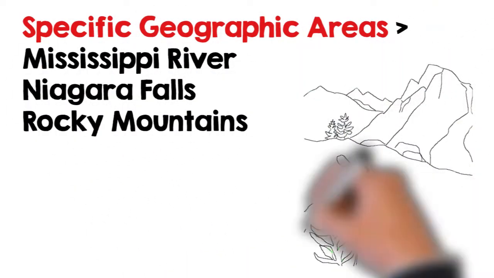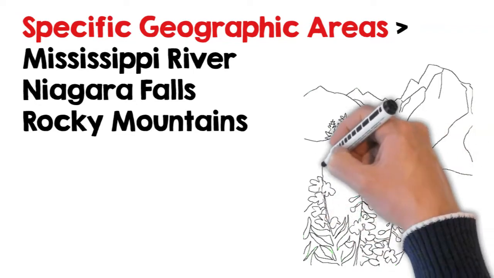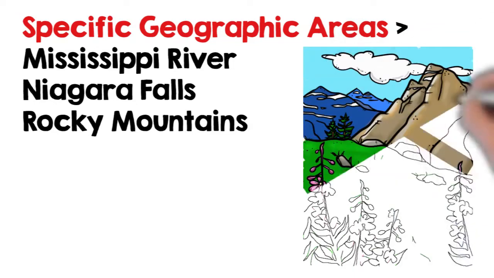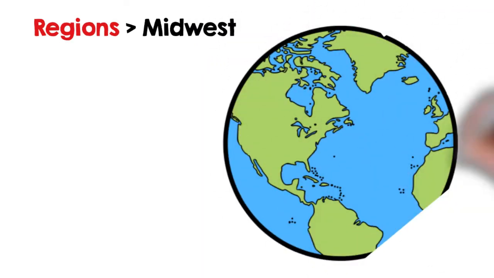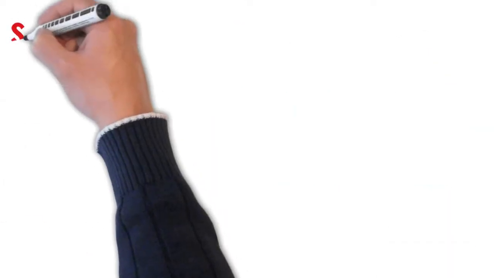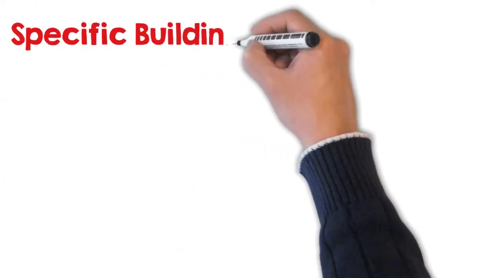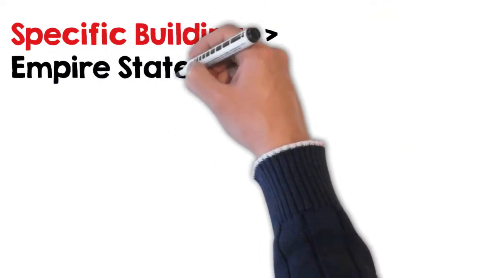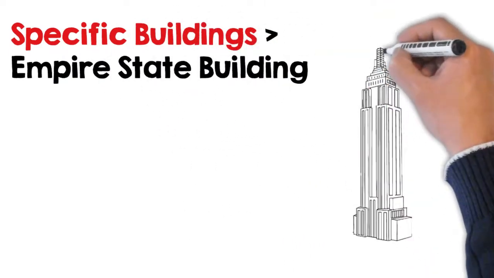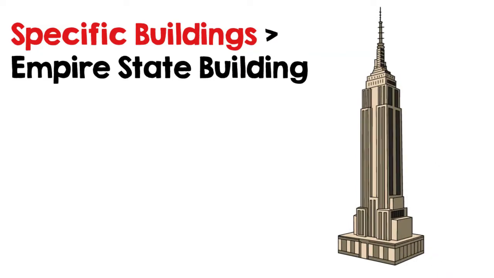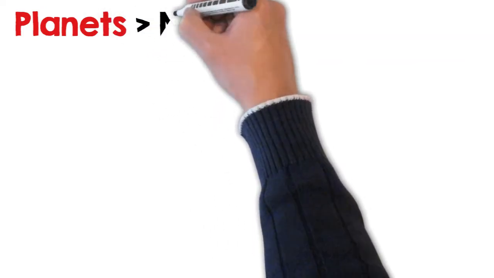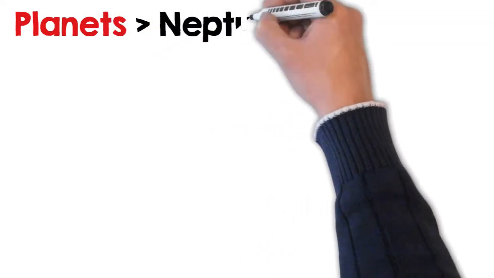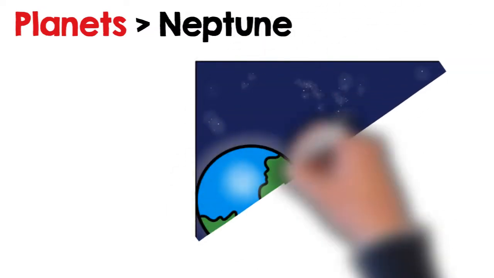Capitalize specific geographic areas. Some examples include Mississippi River, Niagara Falls, and Rocky Mountains. Capitalize regions. An example is Midwest. Capitalize specific buildings. An example would be the Empire State Building. Capitalize planets. An example is Neptune. Note, you do not capitalize the words sun and moon.